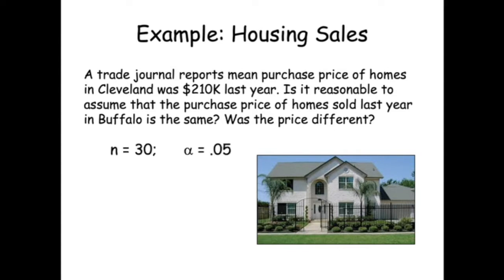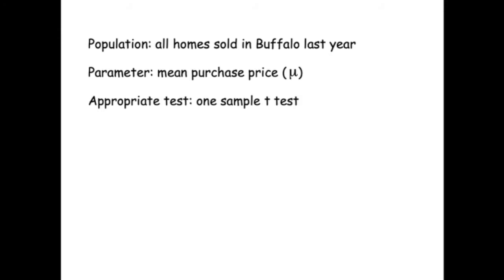To find out, we'll draw a random sample of 30 homes from the population of all homes sold in Buffalo last year. We'll use the standard significance level of 0.05 for our hypothesis test. The population of interest is all homes sold in Buffalo last year, and the parameter is the mean purchase price of those homes, mu. The appropriate hypothesis testing procedure for problems involving one population mean is the one-sample t-test.